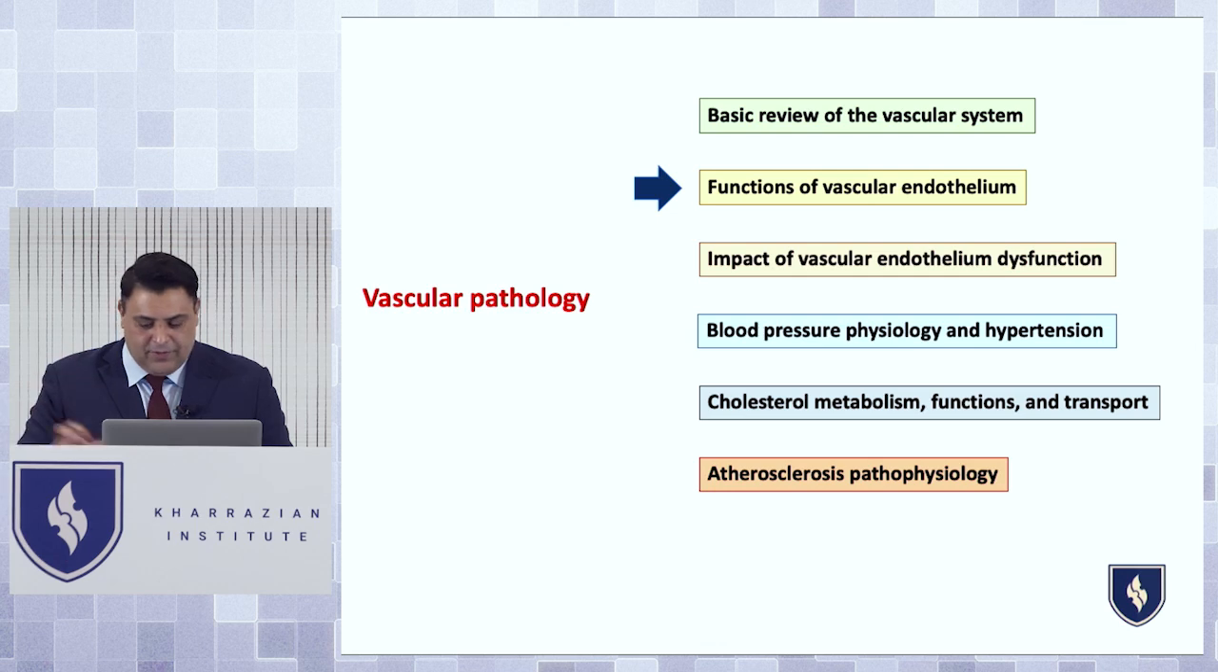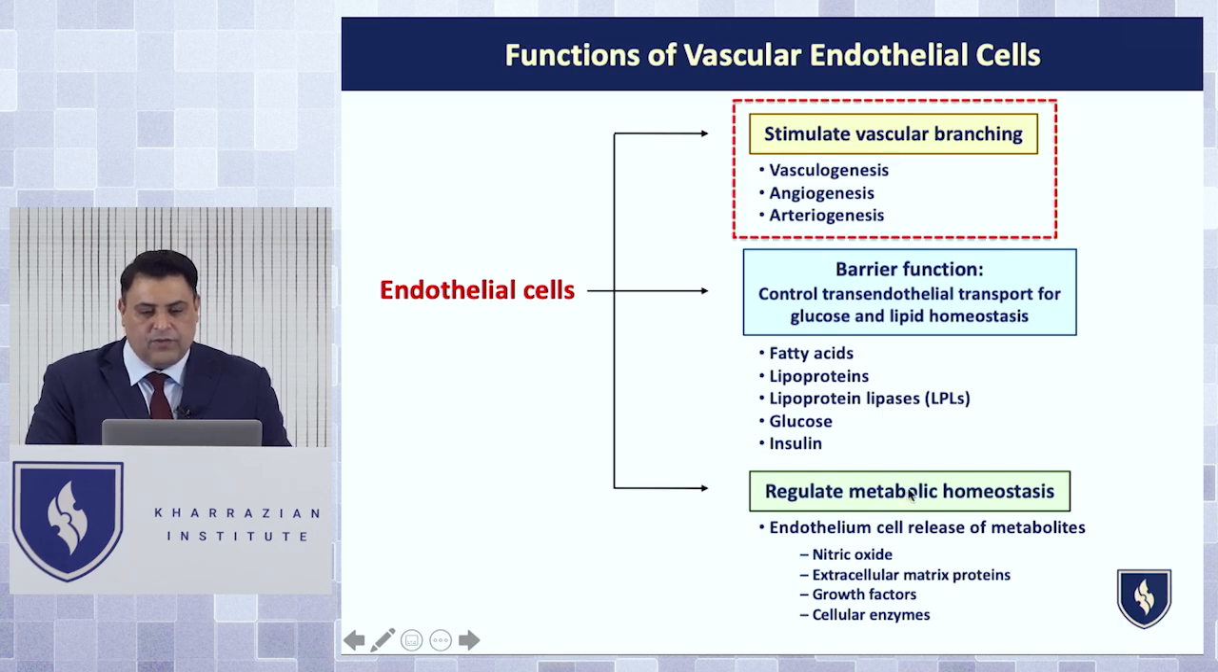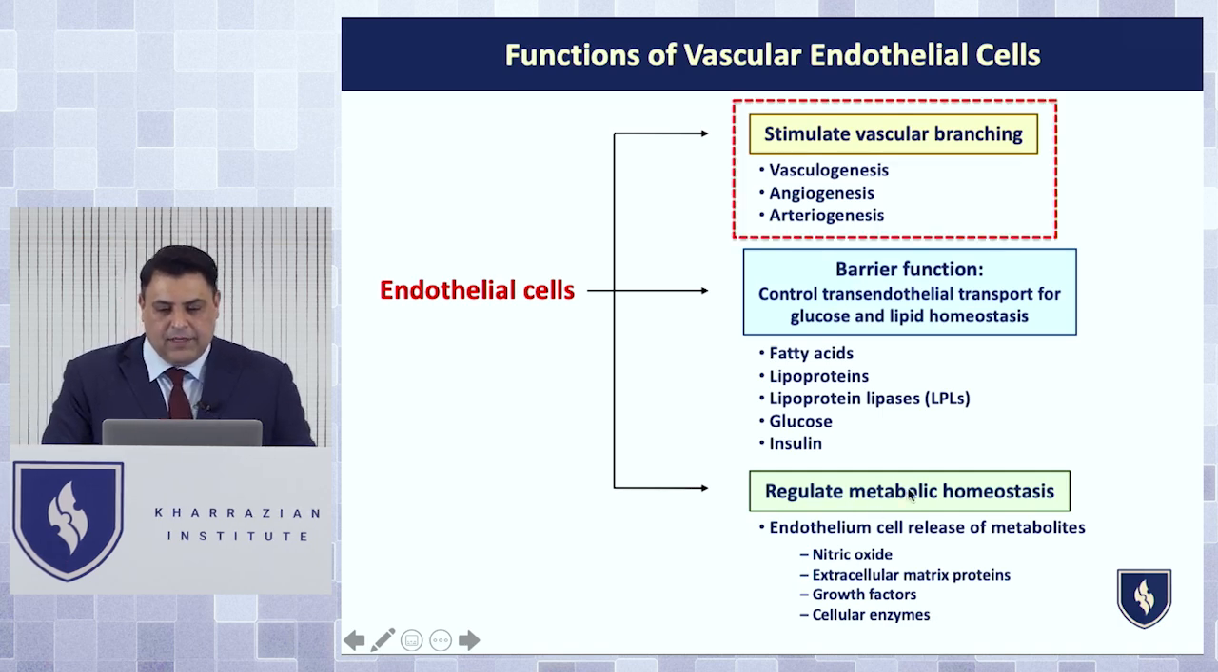So we know it's everywhere. It's all throughout, 6.5 tennis courts full of these cells. These endothelial cells primarily have three functions. They stimulate vascular branching. They're involved with barrier function of transport of glucose and lipids, or transendothelial transport. And they regulate metabolic homeostasis, and this is where the endocrine function comes in. Let's go over the first part, which is they stimulate vascular branching.